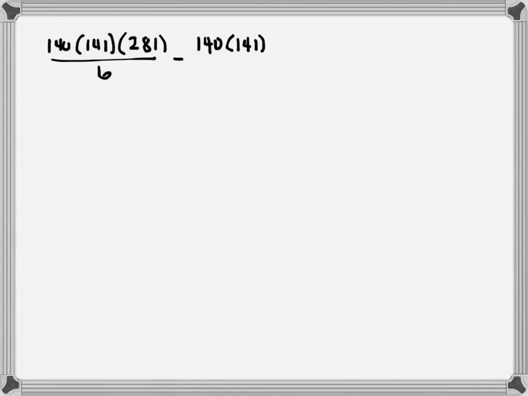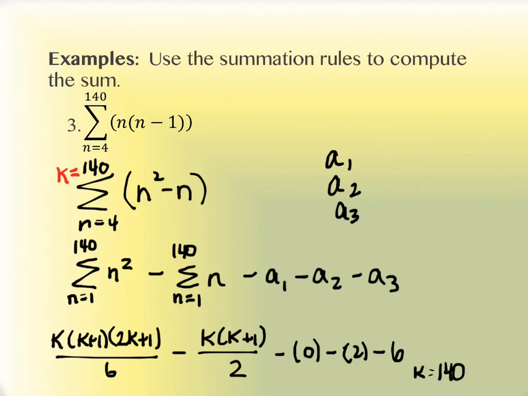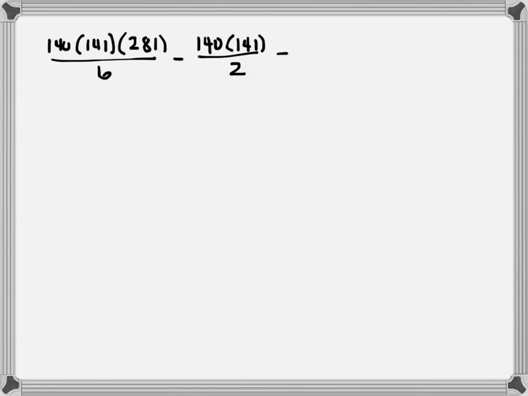I've got a blank screen over here. Need a little more space. So we have 140 times 141 times 281 over 6 minus 140 times 141 over 2. And then I've got, what were my numbers? 0, 2, and 6, that's a total of 8, right? Minus 8.